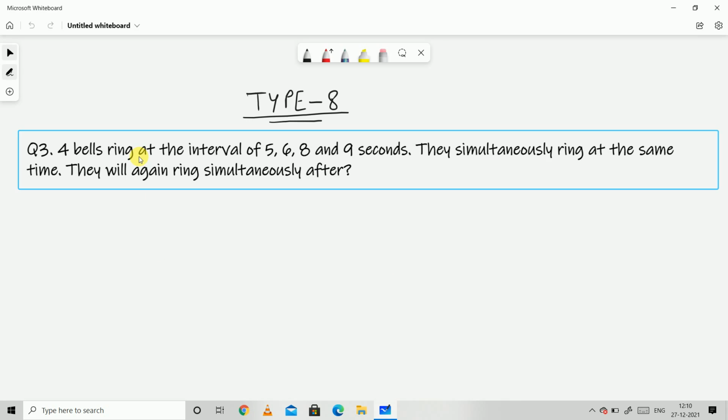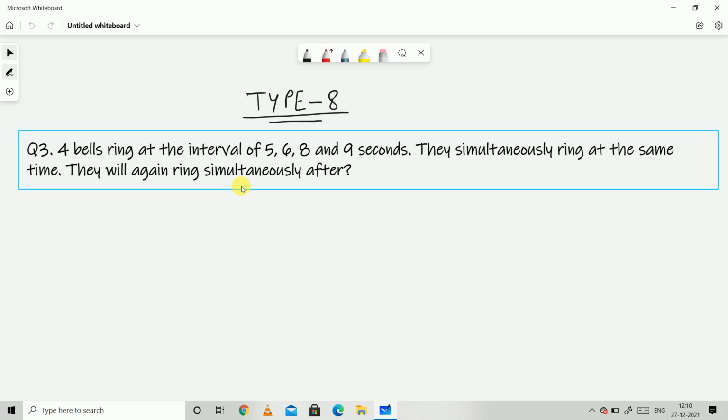4 bells ring at the interval of 5, 6, 8 and 9 seconds. They simultaneously ring at the same time. They will again ring simultaneously after what time? Now see, in this type of question where they have given you that a certain activity is occurring at some time interval simultaneously, and they are asking after what time interval it will occur again simultaneously, we are always finding out the LCM.